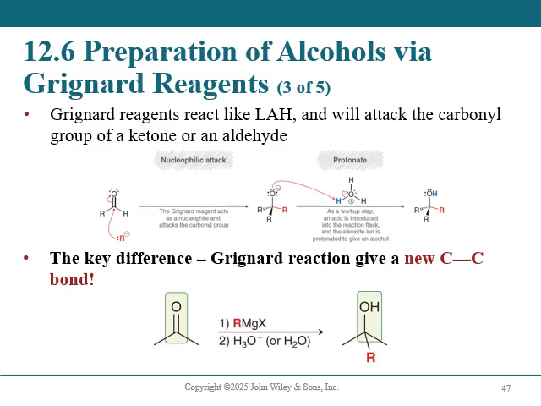Grignard reagents react just like lithium aluminum hydride and will attack the carbonyl of a ketone or an aldehyde. So the process is actually very similar. The reagent does change a little bit. The key difference is that the Grignard reagent will give you a new carbon-carbon bond. So that's actually interesting because now you can start adding groups via Grignard reagents while at the same time forming your hydroxyl group.